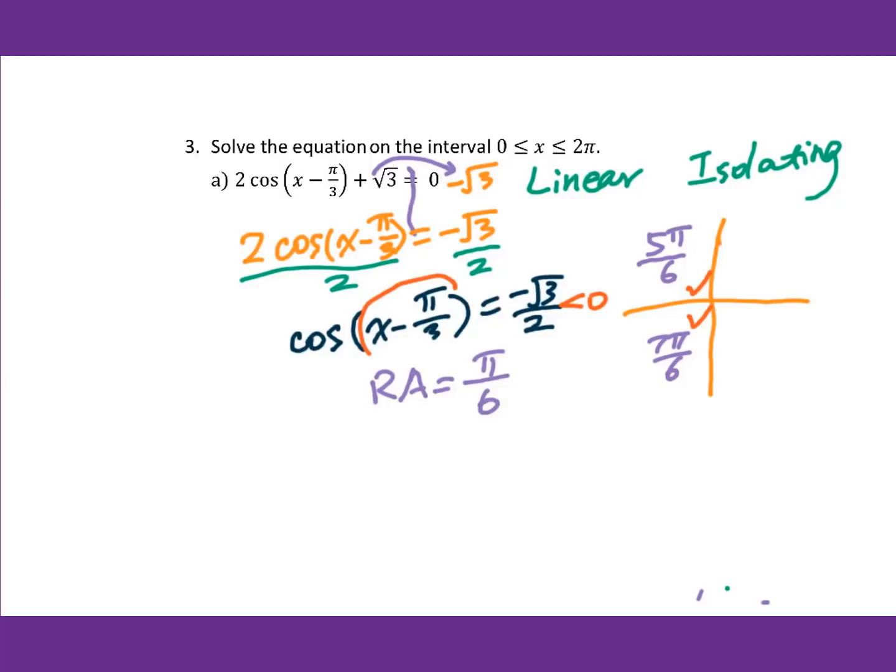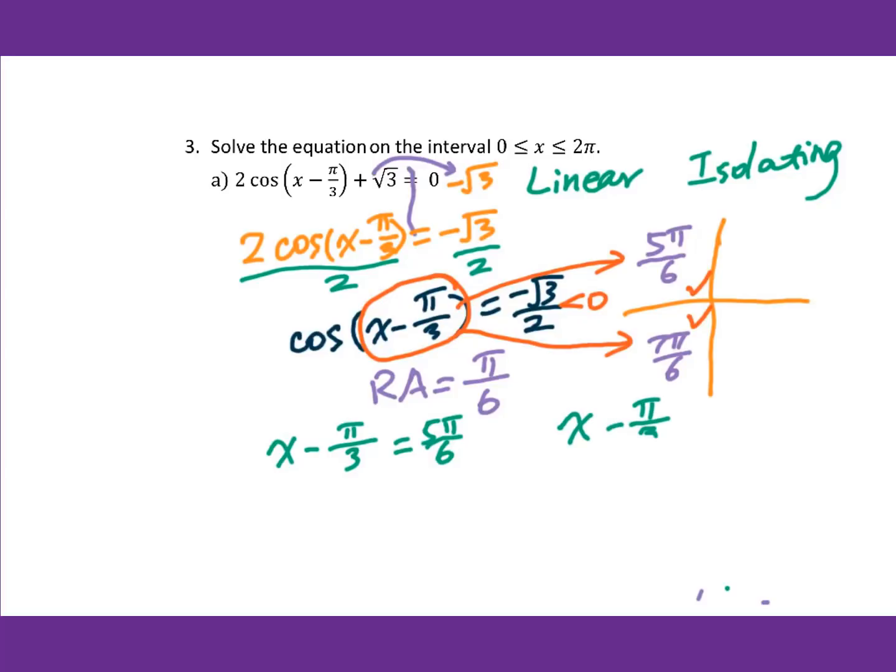Our angle is x minus pi over 3. You have it equal to these two angles. So we set up x minus pi over 3 equals 5 pi over 6, and also x minus pi over 3 equals 7 pi over 6. So we solve these two equations now.